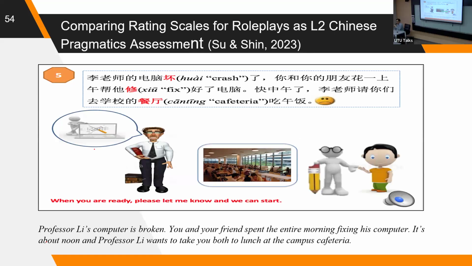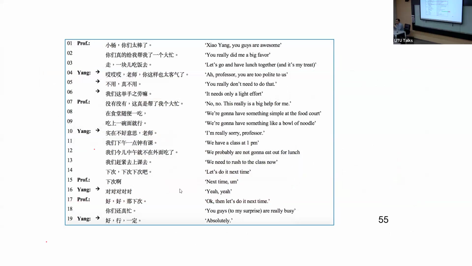So this was one of the 5 scenarios we used to assess their L2 Chinese pragmatics with a focus on refusal. Here, the situation is that Professor Lee's computer is broken and you and your friends spend the entire morning fixing the computer. It's about noon and Professor Lee wants to take you both to lunch at the campus cafeteria. And then you have to do refusal. The person who played the professor said, hey, you guys are awesome. Let's go and have lunch together. It's my treat. Then you're supposed to say no, right?